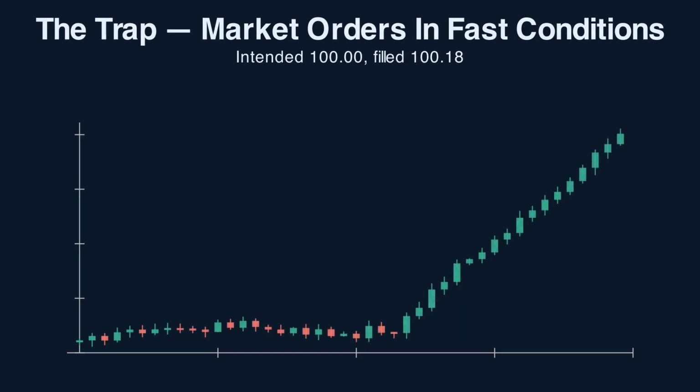A trader sees the breakout fire, panics about missing the move, and submits a market order. Intended price, 100 even. Actual fill, $100.18, 18 cents of slippage in a single fill. Across the trade's exit, it happens again. Intended 115, filled 114.80. Round-trip slippage, 38 cents per share.